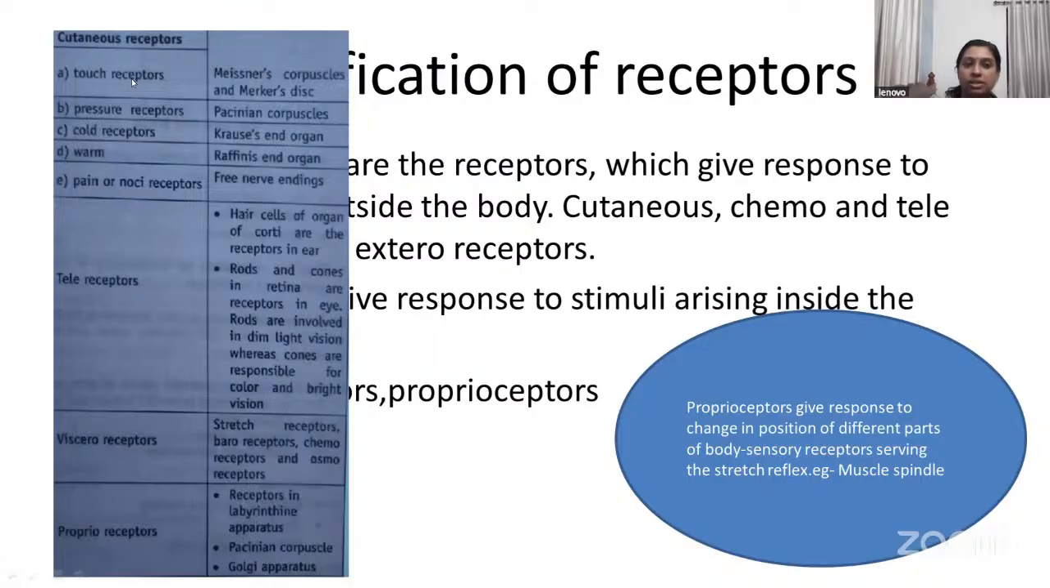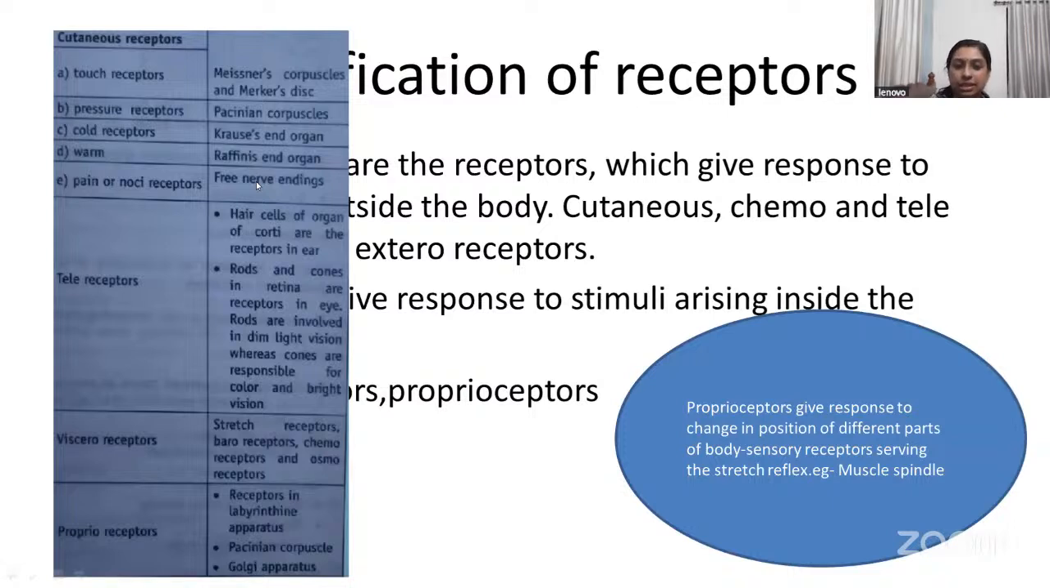So what are the touch receptors? They are Meissner's corpuscles and Merkel's discs. They are concerned with touch. Pressure receptors are the Pacinian corpuscles. Cold receptors are the Krause end bulbs, so Krause's end organ is associated with cold perception. And warm is Ruffini's end organ. And pain, or nociceptors, this is also asked multiple times. They are free nerve endings. There are no particular receptors for pain conduction. Only free nerve endings are available for pain conduction.